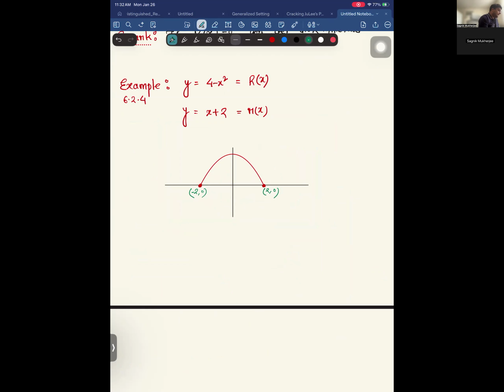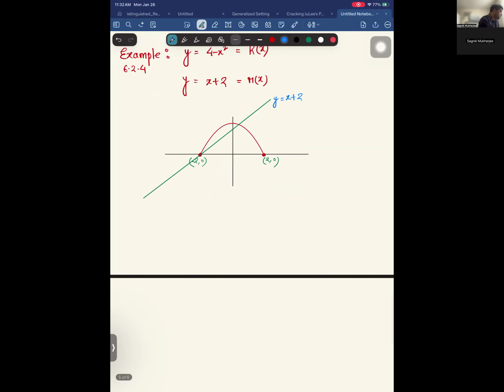Okay, let me first draw the picture and then I will describe. Actually, it can be better. So this is the line y equals x plus 2. Okay, you will see why I drew the line through negative 2 comma 0.